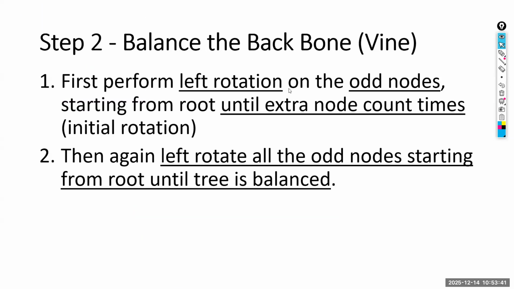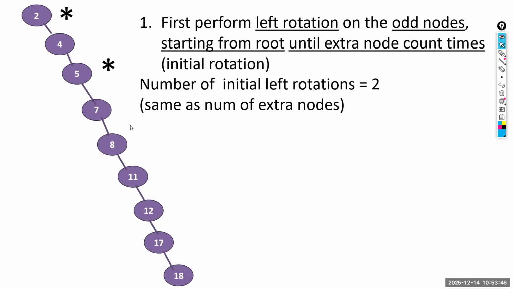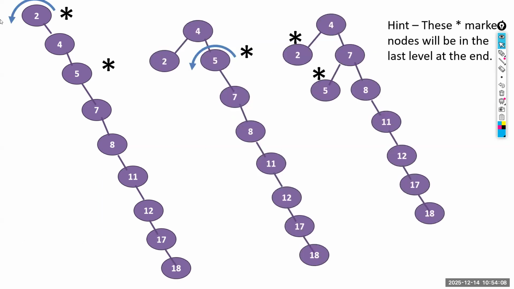Right. So therefore, this is not difficult to remember. Basically, you mark your odd nodes and keep doing your left rotations, right? But you do it from top to bottom. So let's do the first left rotation, which is based on this particular point. So 4 will go up, 2 will go down. That is our first rotation, right? 2 will go down, 4 will go up.